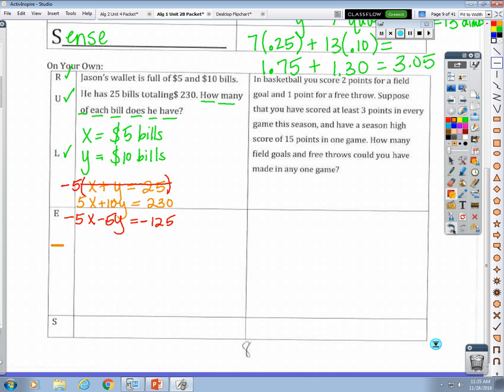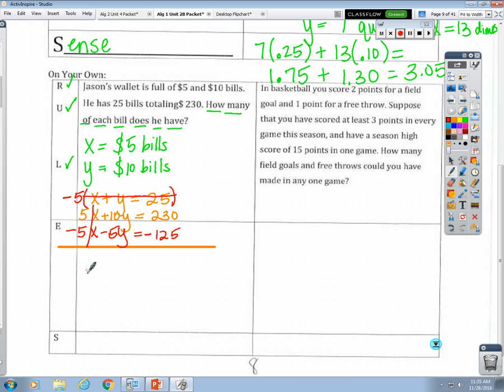What will eliminate? Right, 5x and negative 5x cancels out to 0x. What's 10y plus negative 5y? And what's 230 minus 125? 105. Okay, and then to solve for y, what do you do to both sides? So y, which represents, and it represents what? The 21 what? $10 bills.